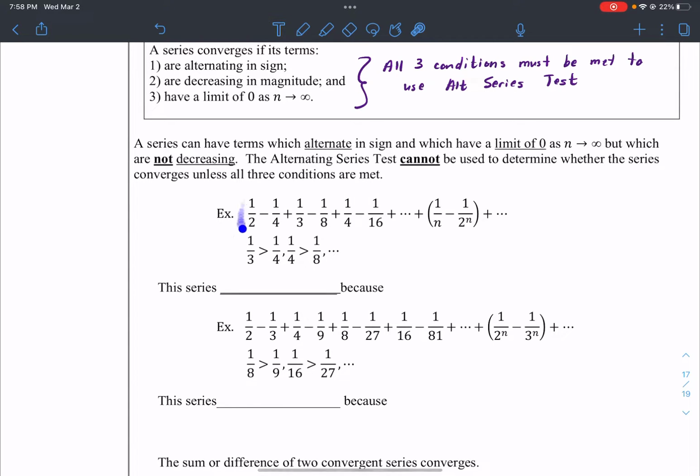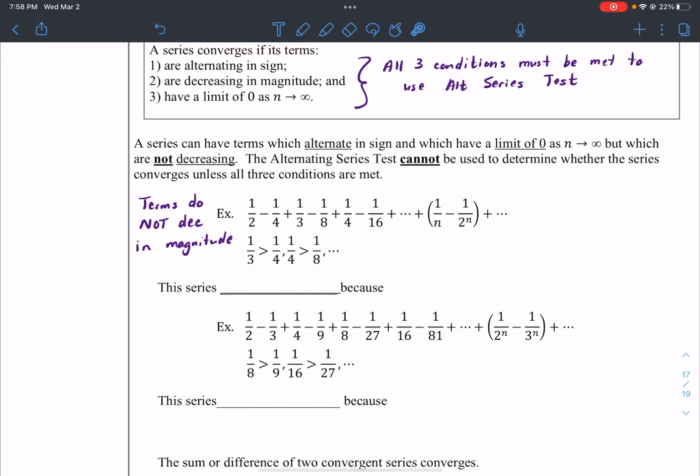So when I look here, 1/2 to 1/4 is obviously decreasing, but then I'm going from 1/4 to 1/3. Well, wait a second, that increased. Well, let's see if the pattern holds. So from 1/3 to 1/8 decreases, but then 1/8 to 1/4 increases. So something kind of weird is going on here. So this is not a situation where the terms are decreasing. Terms do not decrease in magnitude. So I can't use the alternating series test.